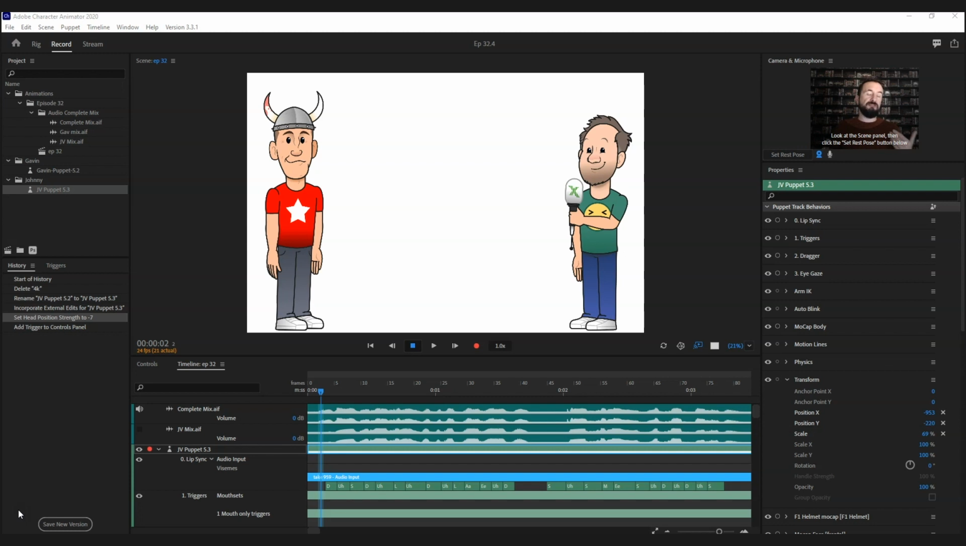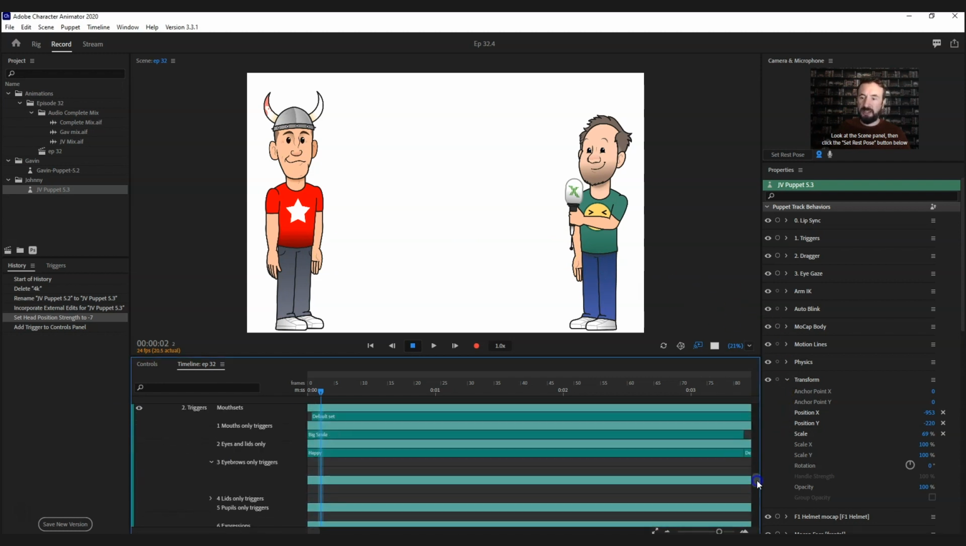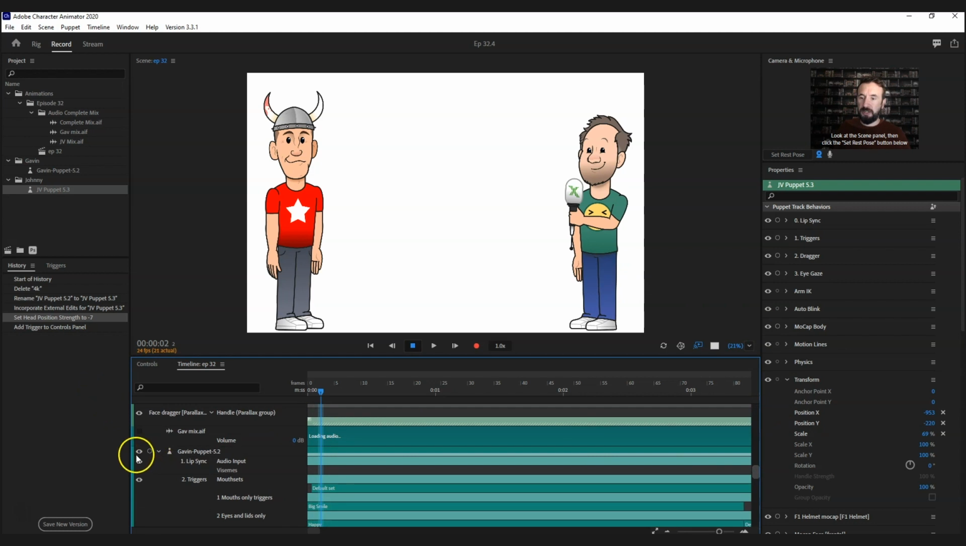But if a puppet is very large and it's got lots of layers, and this goes back to what I said at the start, it can cause a lag. But there are ways around it. For example, both of these puppets are big. Both of these puppets have got lots of expressions and additional triggers. So what I would first do is turn off the one character.